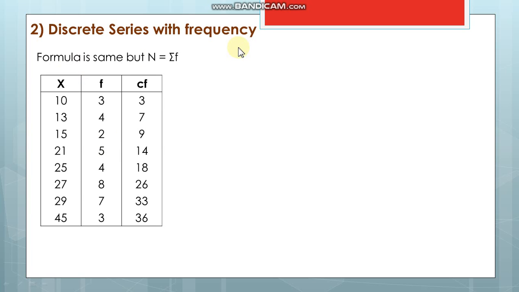Let's come to the discrete series with frequency. Now the formula is the same, but in this case my n, that is capital N, is actually the sum of frequency, and that is always true in statistics. Like I have a number 10 and the frequency is 3. So the cumulative frequency for the first one is 3, then for the second one, 3 plus 4 is 7, 7 plus 2 is 9, 9 plus 5 is 14, 14 plus 4 is 18, 18 plus 8 is 26, plus 7 is 33, plus 3 is 36. So my total number of observations n is equal to 36 here, right?